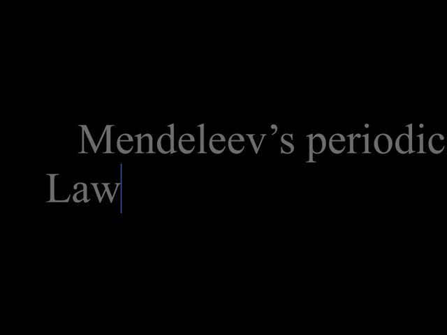Mendeleev's periodic law. A rule that says the properties of elements repeat in a certain order. Atomic number. Atomic number tells us how many protons an element has in its core.